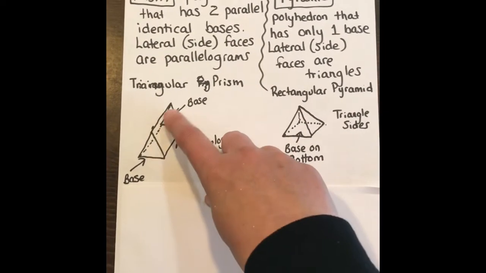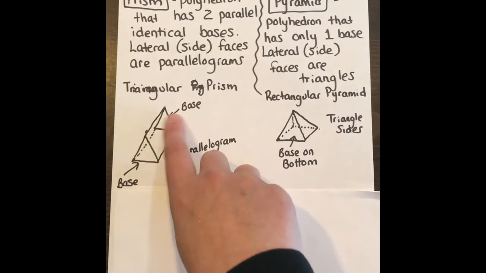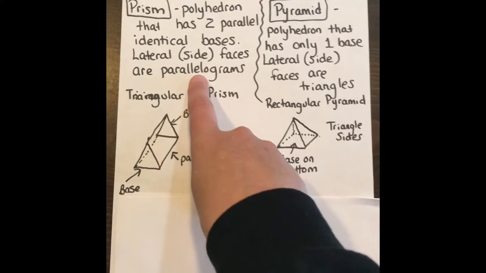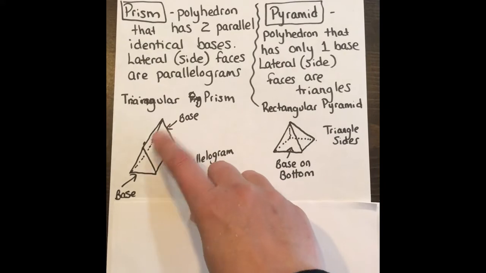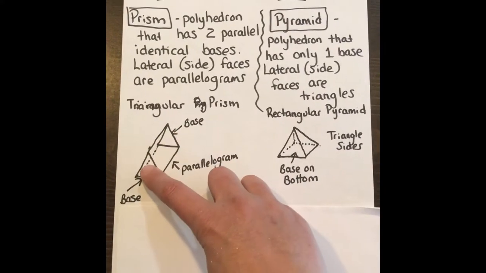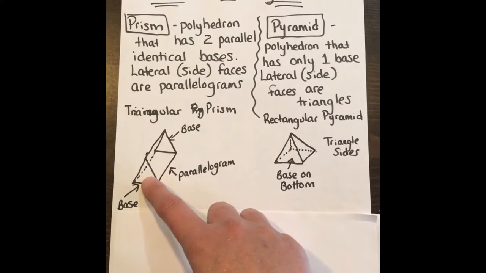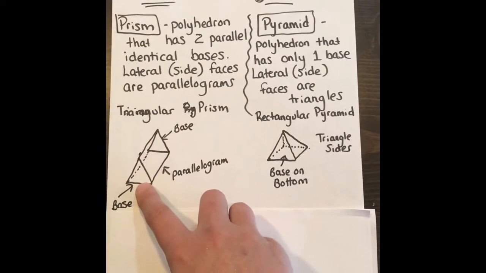So this doesn't come to a point, it's a line on the top, and all the faces are not triangles. The ones on the sides are rectangles, so that fits with this one. The bases are going to be on the front and the back here, and those are triangles. So we would call this a triangular prism, because the base is a triangle, and prism because all the sides are parallelograms.